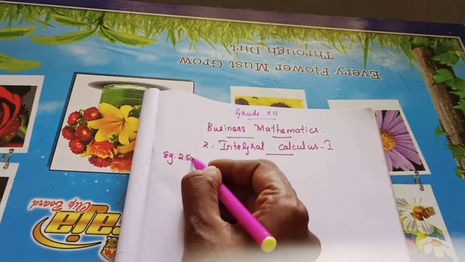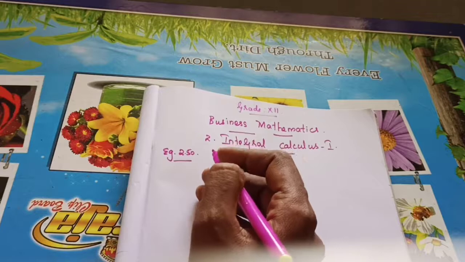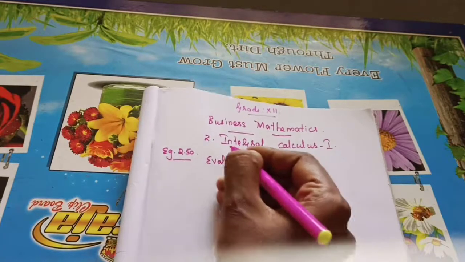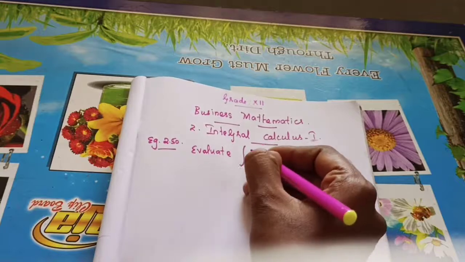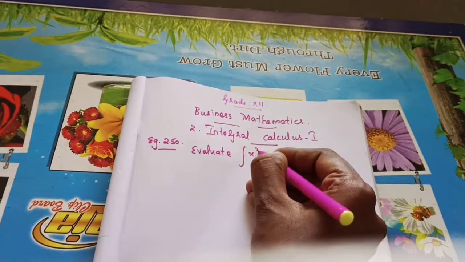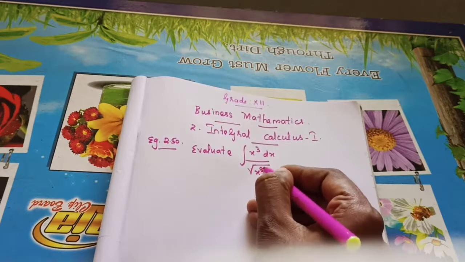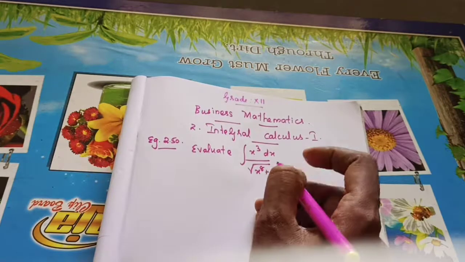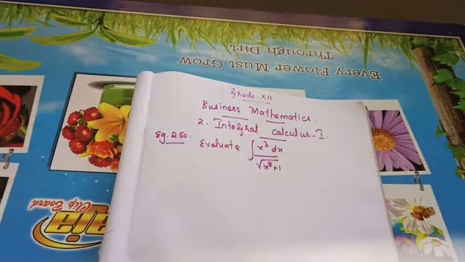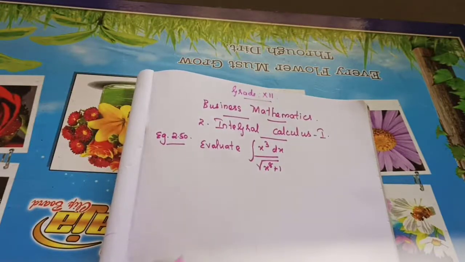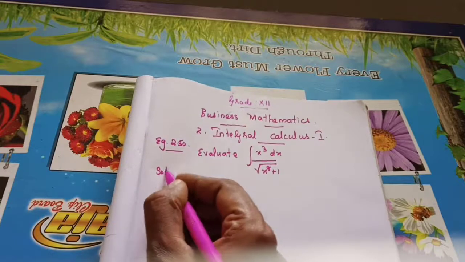Let's start from 2.50. The question is, evaluate the integral of x cube dx divided by square root of x power 8 plus 1. I asked you to learn the formulas. I hope you all learned. Okay, so let's do it.